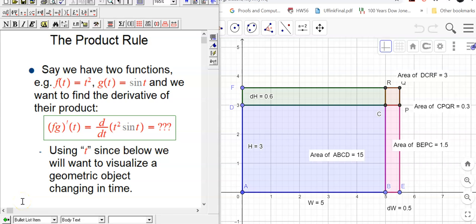It's time to look at the product rule. So we have two functions, and right now I'm going to give an explicit example. We're going to get away from that pretty soon. Let's say we have f of t is t squared, g of t is sine t.